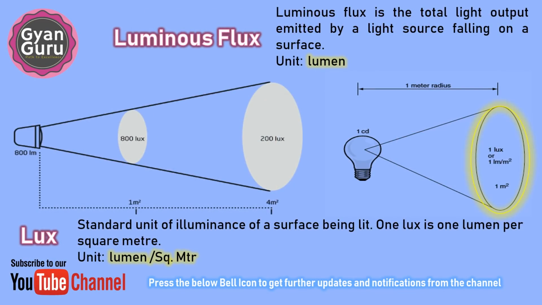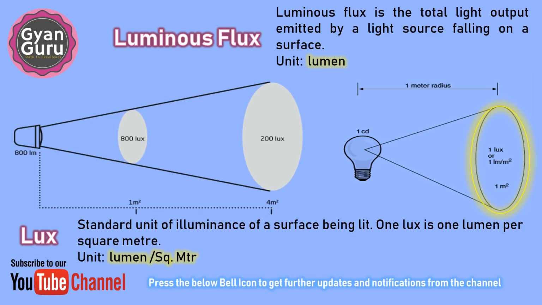For measuring the apparent intensity of light as it strikes a surface, we need to understand luminous flux and lux. Luminous flux is the total light output emitted by a light source, also the total light falling on a surface. Light output of a light source is measured in lumens, and lux is the standard unit of illuminance of a surface being lit. 1 lux is 1 lumen per square meter.